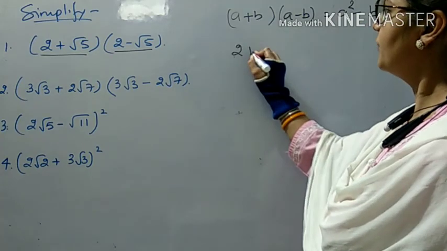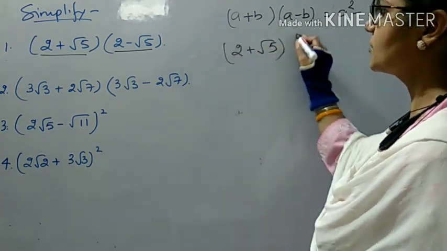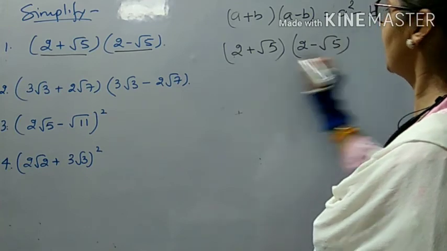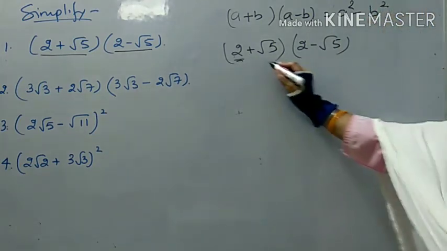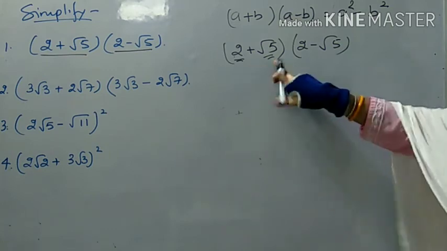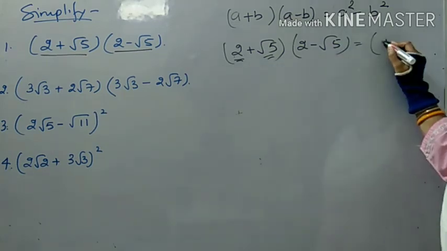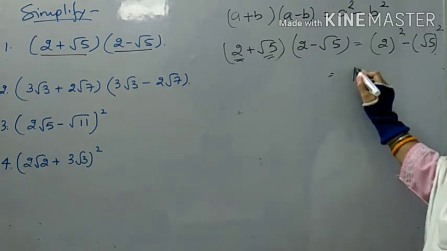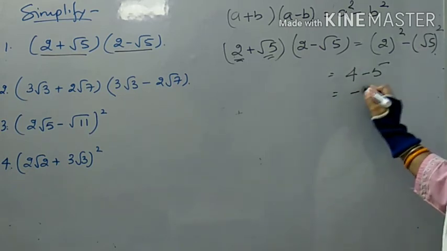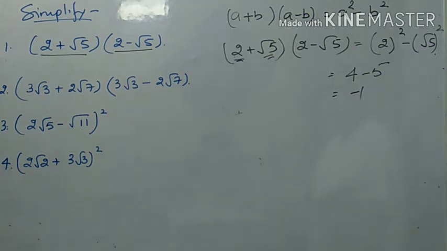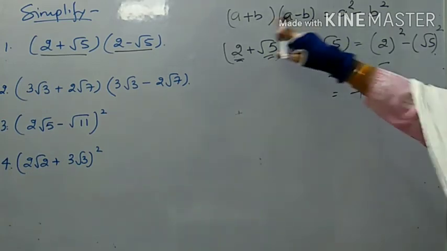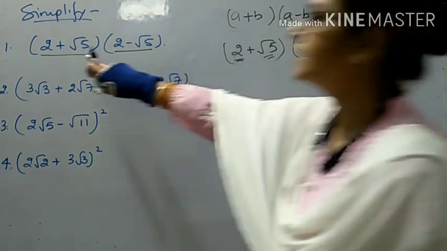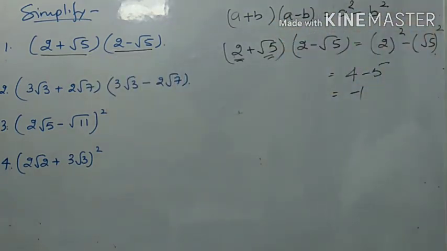So in this problem, what is given to us? 2 plus root 5 into 2 minus root 5. What is a? 2. What is b? Root 5. So a plus b, a minus b. So what will be our answer? 2 square minus root 5 square. So this is 4 minus 5. So our answer is minus 1. And what we are getting? We are multiplying two irrational numbers and we are getting the answer as a rational number.